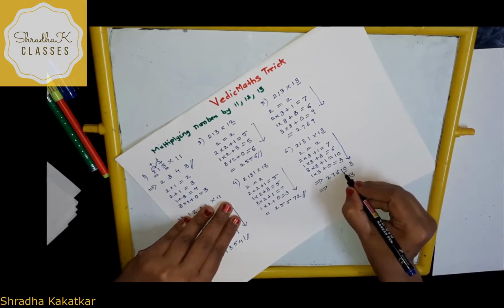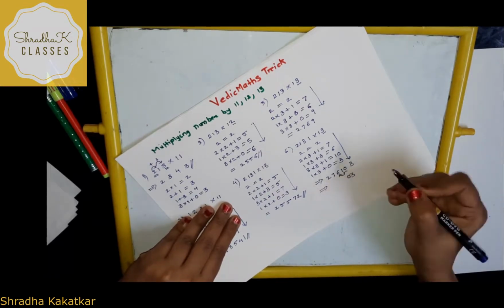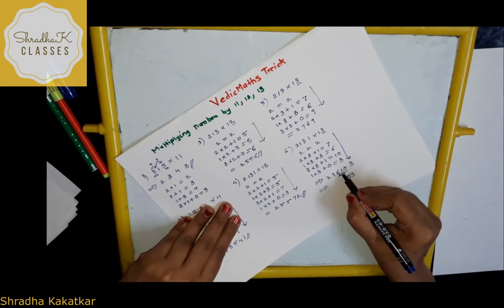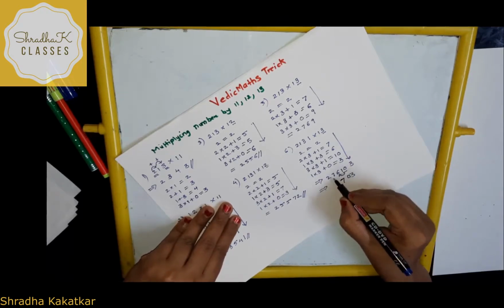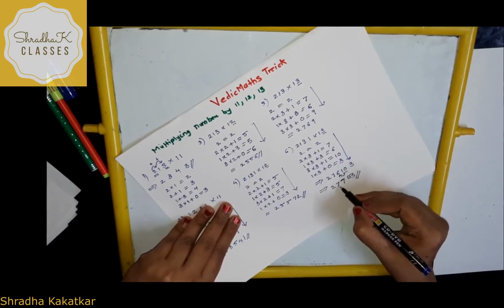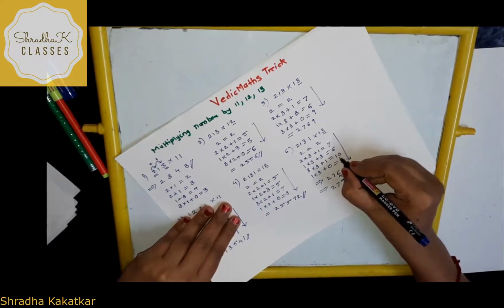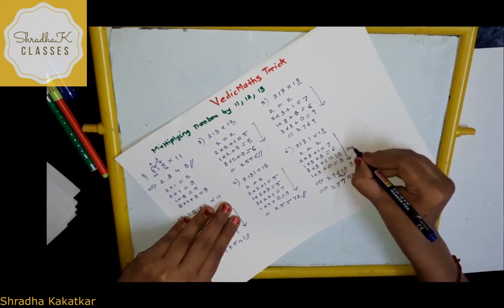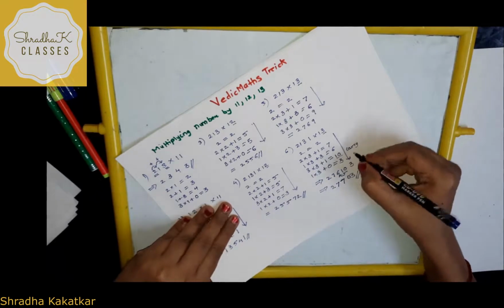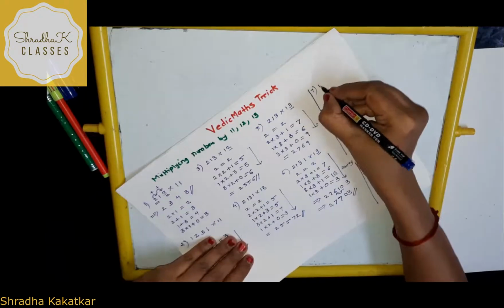What will we do? This 1 will be carried forward to this 6. So 1 plus 6 is 7. Again this 7 and this 2. So this is your final answer, 27703. When you have a 2 digit number, you have to carry. Understood, no?